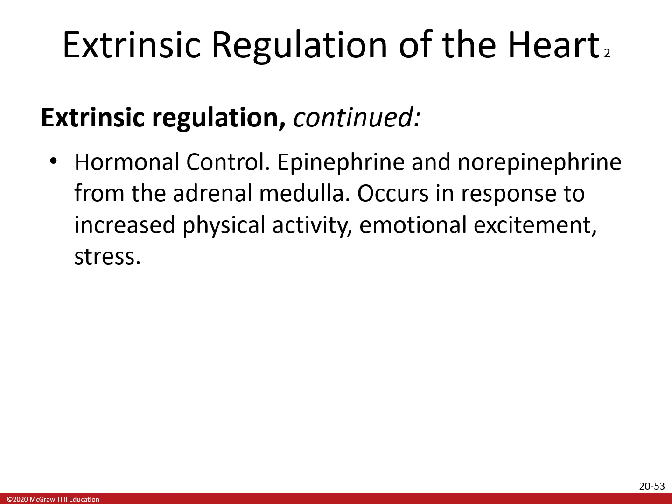And just to continue on that last little bit, here is our hormonal control, epinephrine and norepinephrine from the adrenal medulla. Remember, the adrenal glands are located on top of the kidneys, and this occurs in response to increased physical activity, also possible emotional excitement and stress.